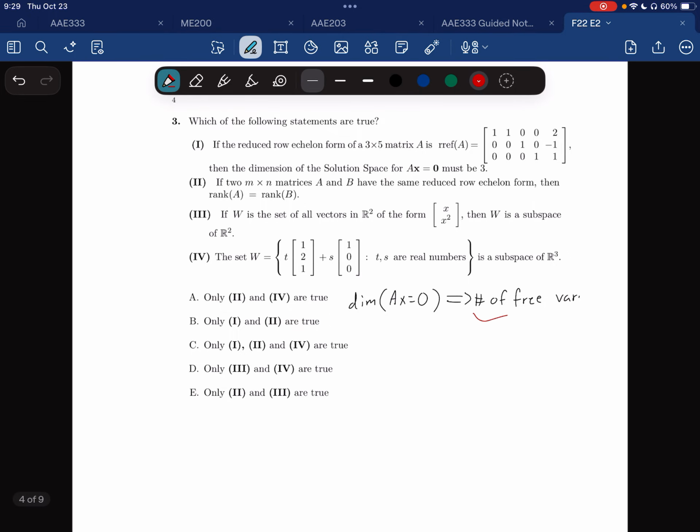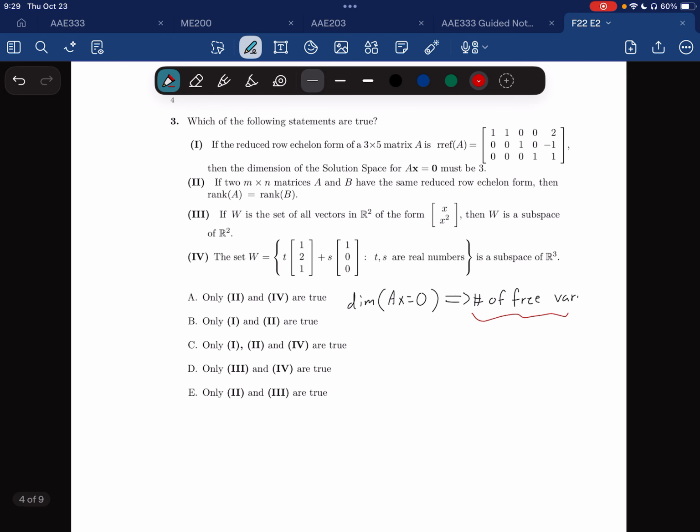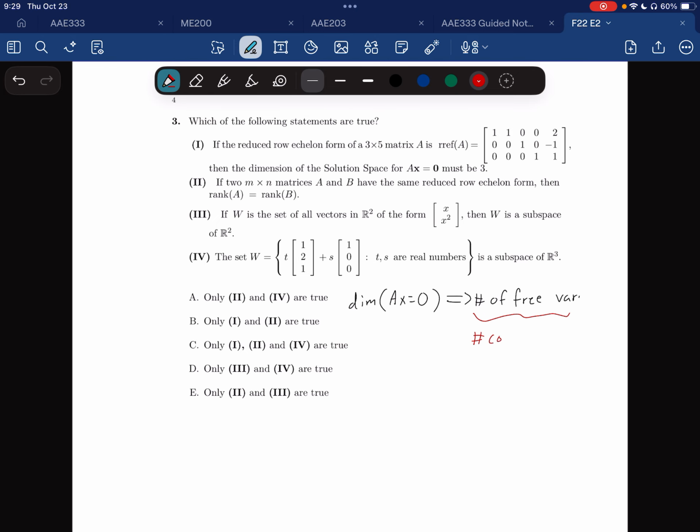How do you calculate free variables? It's going to be the number of columns minus the rank of your matrix. In this case, it's going to be the rank of A. This is how you can calculate the number of free variables you have. And the rank is going to be your pivot columns.